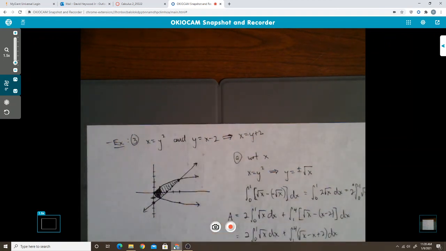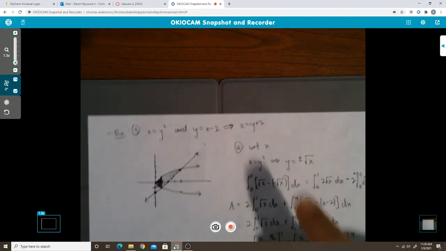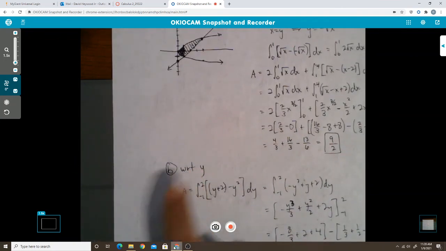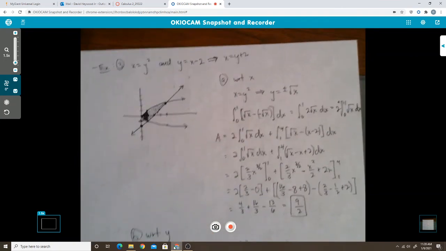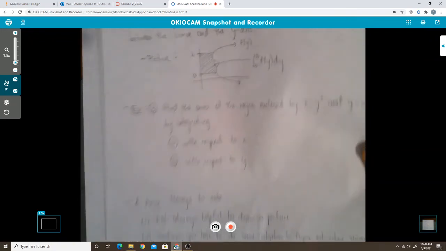But sometimes you have functions that are not easy to solve for x or y, and so it's nice to be able to sort of go back and forth and integrate with respect to x when it's easier to do so, or integrate with respect to y when it's easier to do that. So that's all I have to say as far as examples are concerned.